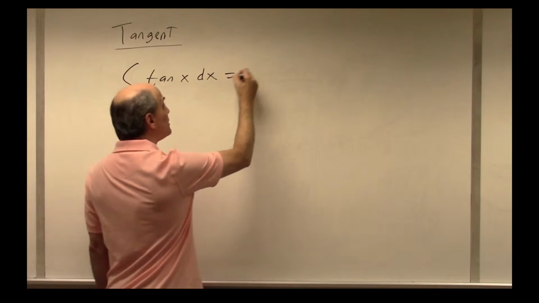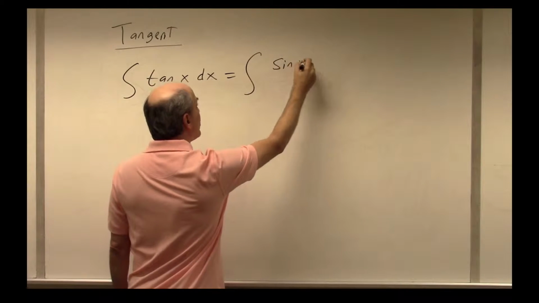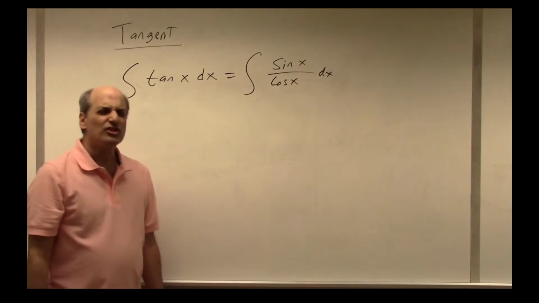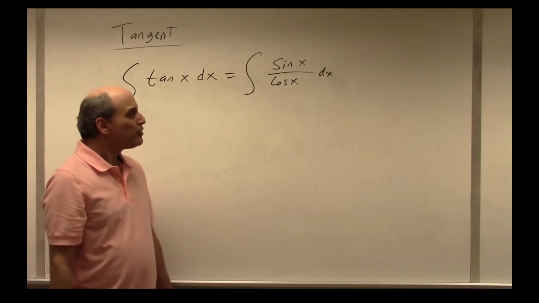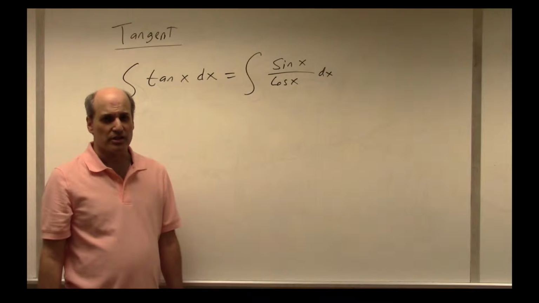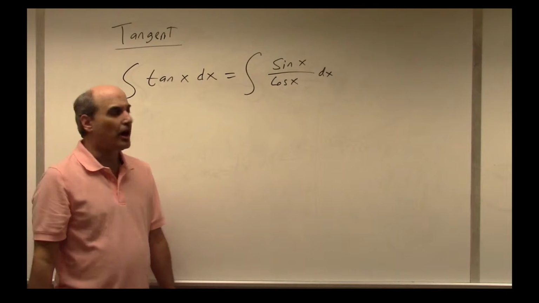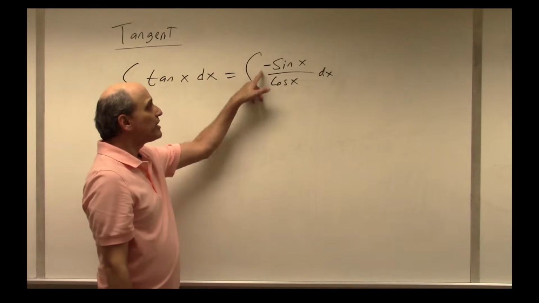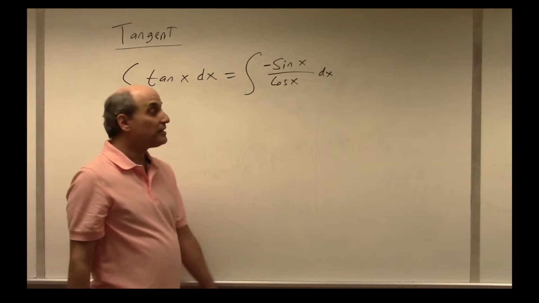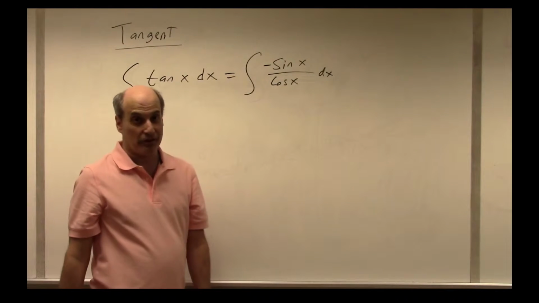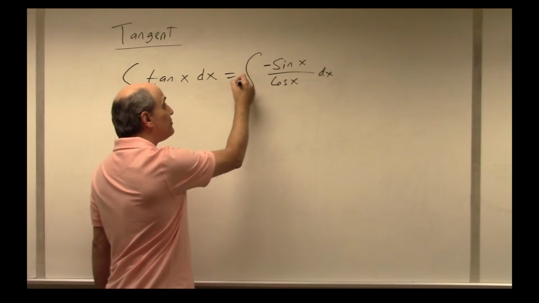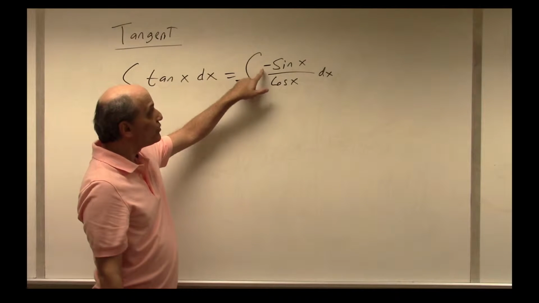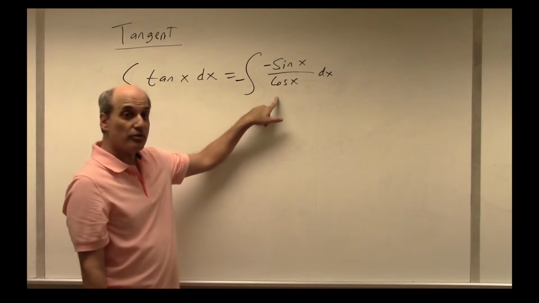Well, that's just the integral of sine of x over cosine of x. And that is so close to the derivative of cosine over cosine. All we need is a negative in the top. The derivative of cosine is negative sine. As always, I can put a negative on the inside, that is, multiply by -1 on the inside, as long as I divide by -1 on the outside. But now I have the derivative of cosine over cosine.